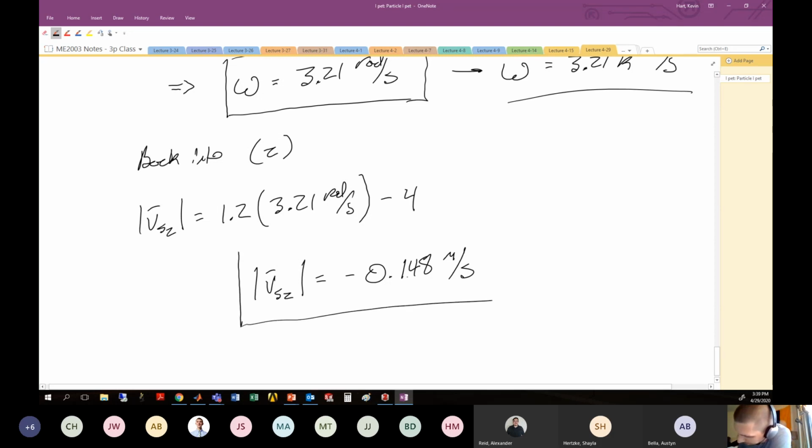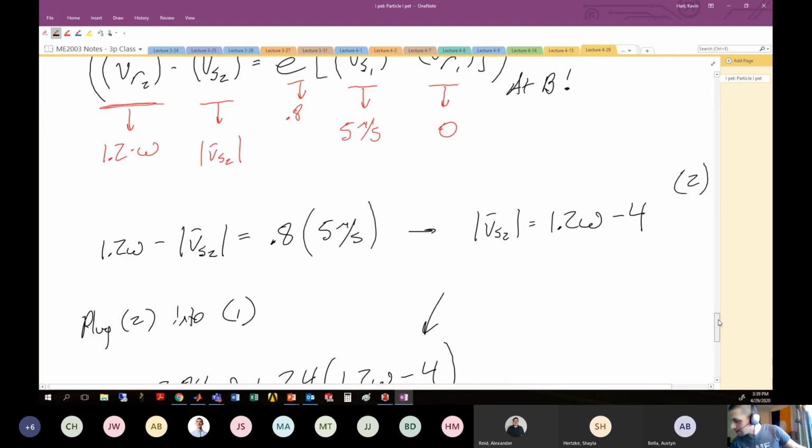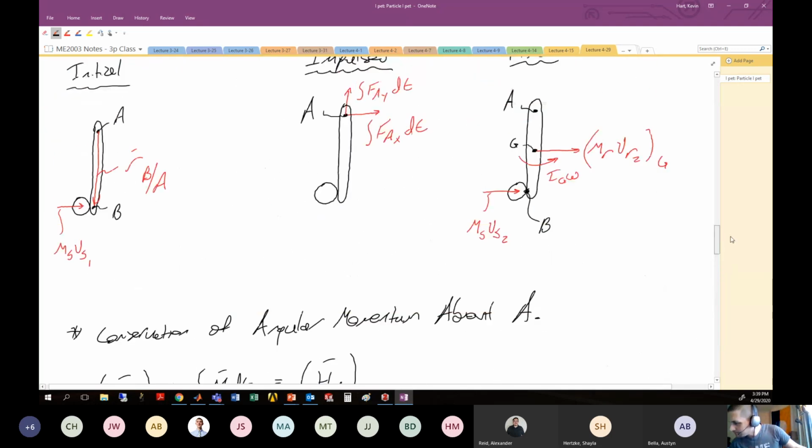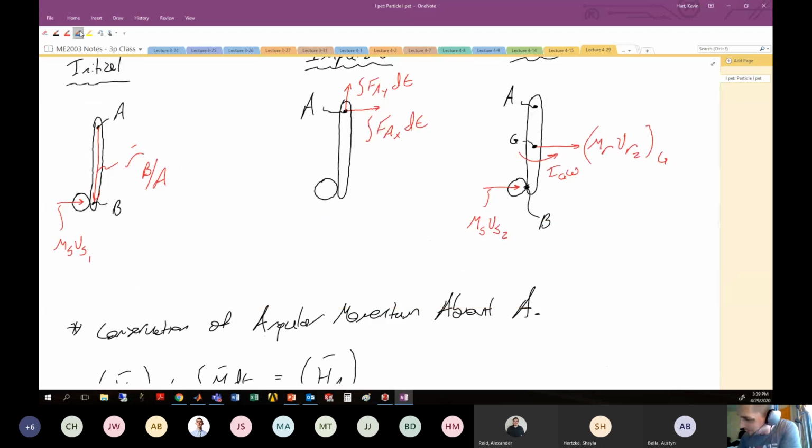What does this mean? Well, the negative value just indicates to us that however we drew the linear momentum of this object in state number 2 was wrong. It was the wrong direction. So we assumed up here this general positive direction for the linear momentum of the sphere after impact. But we didn't necessarily know that was true, right?